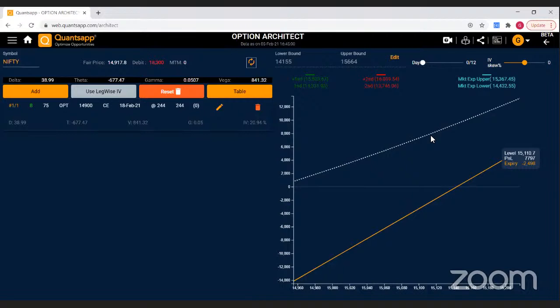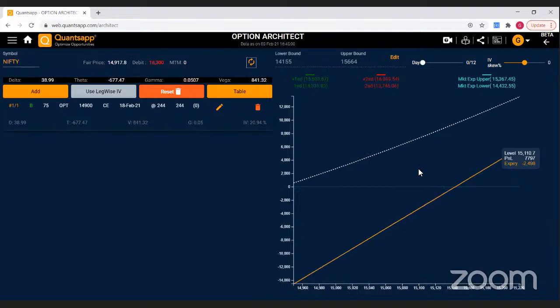If I look at this level, you can see the profit and loss in the white line. The white line tells me the profit and loss on that particular day, and the orange line is telling me the profit and loss on the expiry day. The profit and loss on the particular day on which I'm making this strategy is almost 7,800, 900. But on the same level on the expiry day, the profit could go to negative 2,500.